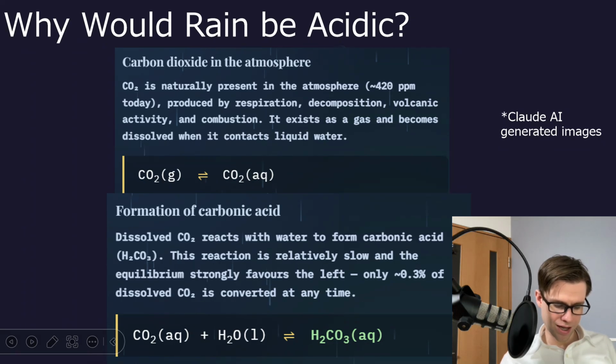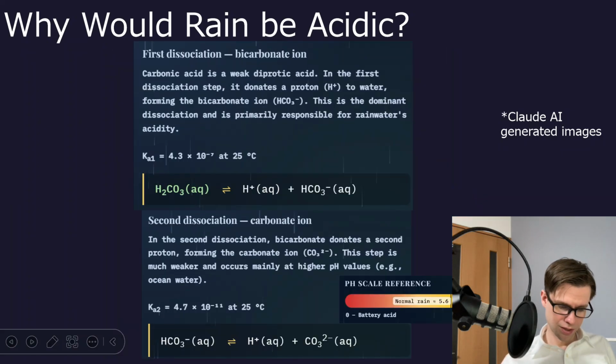Then, the formation of carbonic acid. Dissolved CO2 can react with water to form carbonic acid. That's H2CO3. That is one of the acids that I recommend you just memorize the formula, carbonic acid. This reaction is relatively slow, and the equilibrium favors the left. Only about 0.3% of dissolved CO2 is converted at any time. So we are making this carbonic acid, but not much of it really exists at any one time. Like 99.7% of the CO2 in water will exist as separate entities. But some will be H2CO3.